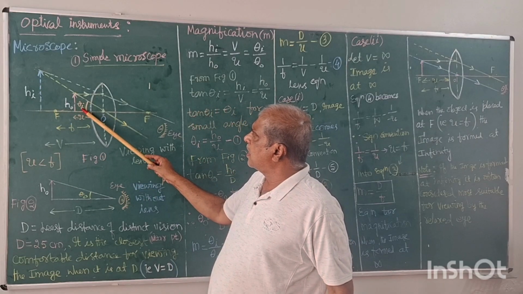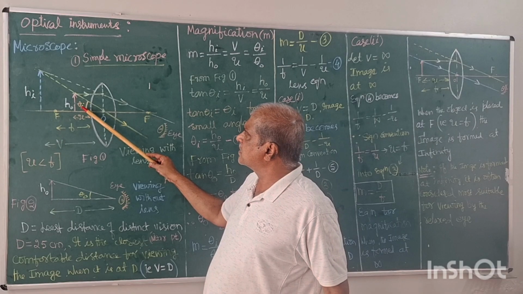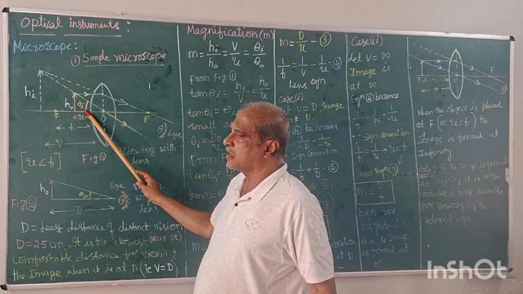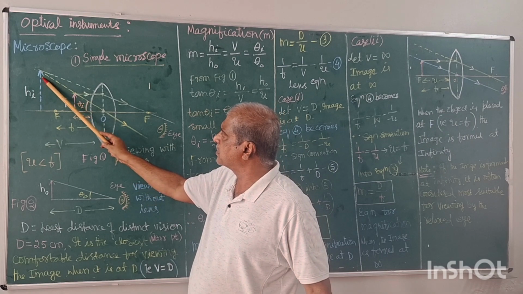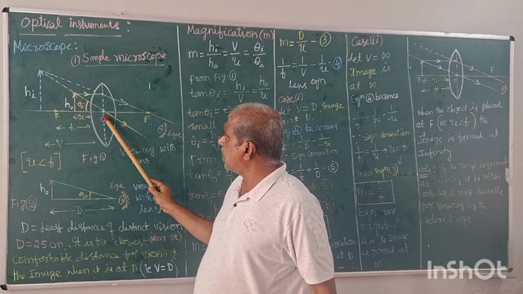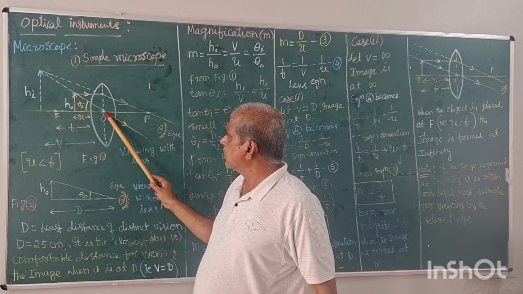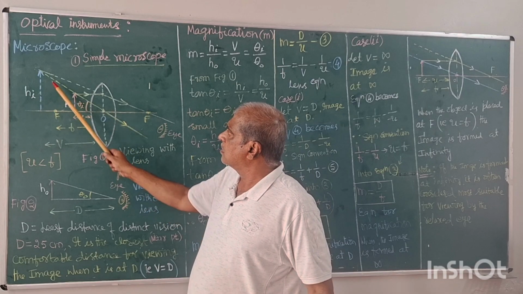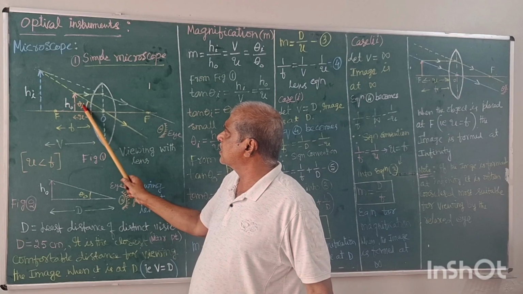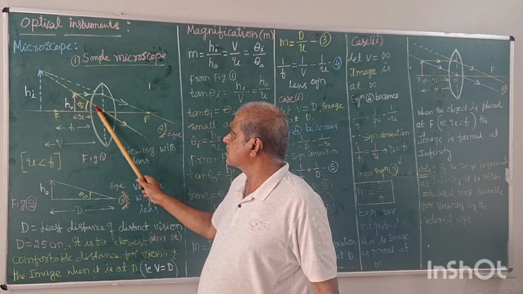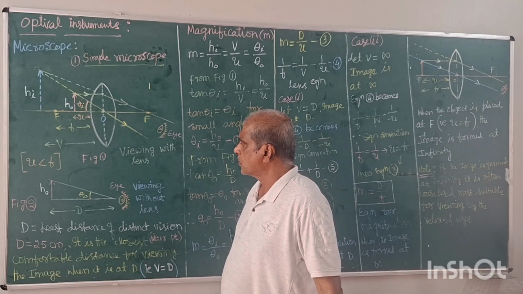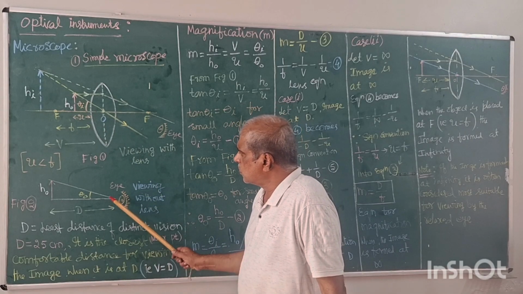And what is theta I? It is the angle subtended by the magnified image. Theta I is the angle subtended at the eye by the magnified image when we are looking through the lens. Look at this line extension. This is the angle theta subtended.